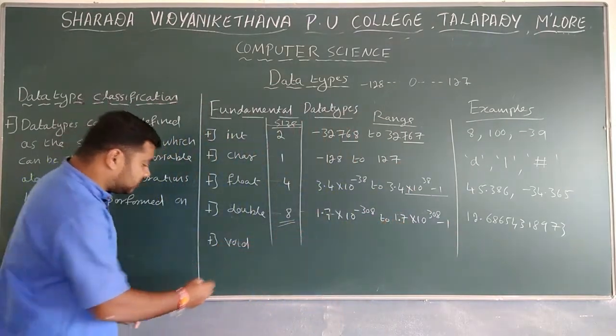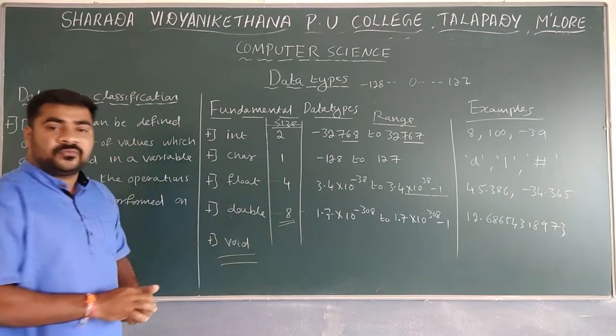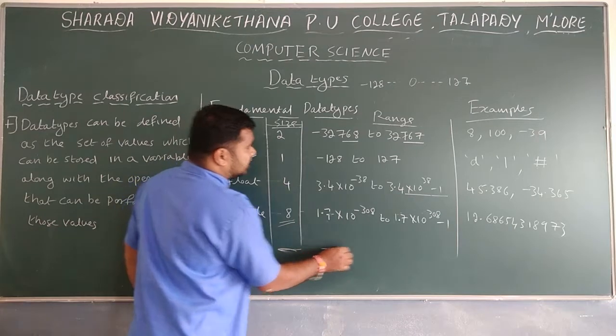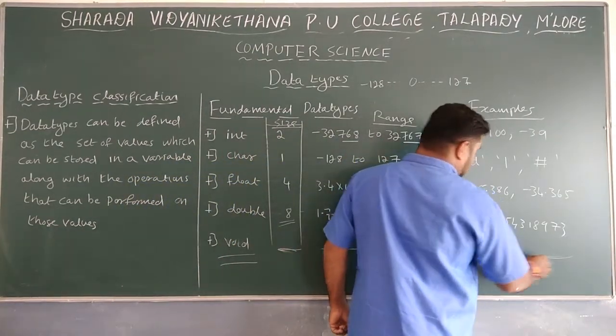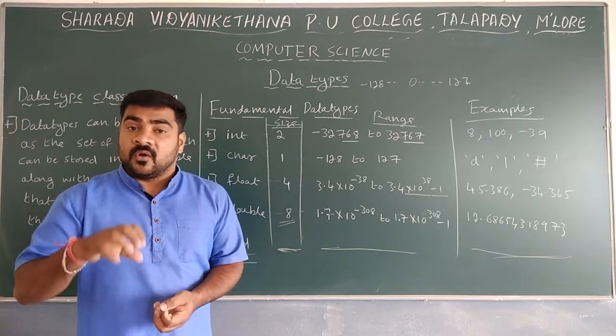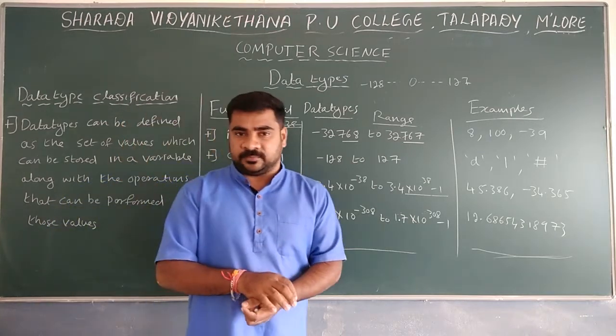And the last one is void. The last type of fundamental data type is void. For this one, there is no size, there is no range, and there is no example. It is not possible to give an example. So what is the data type void? Void means an empty data type.